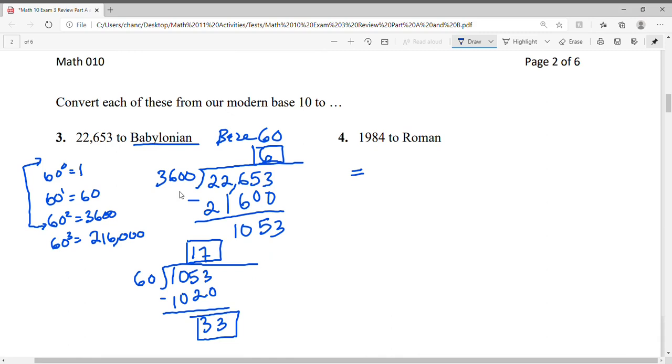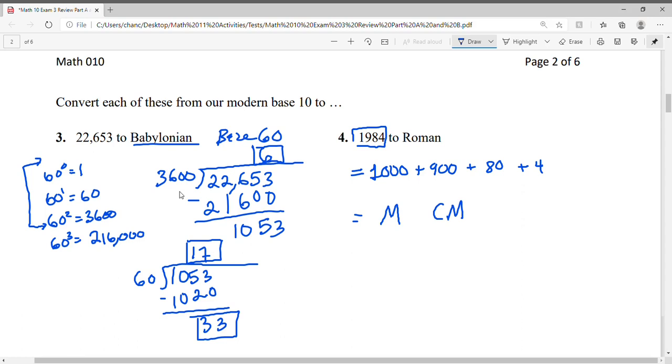Question number 4, let's write 1984 in Roman. And the way I want to do this is let's break this up into 1000 plus 900 plus 80 plus 4. That's equivalent to 1984. Now what's 1000 in Roman? That is the M symbol. How do we write 900? That's 1000 minus 100, so that's CM.